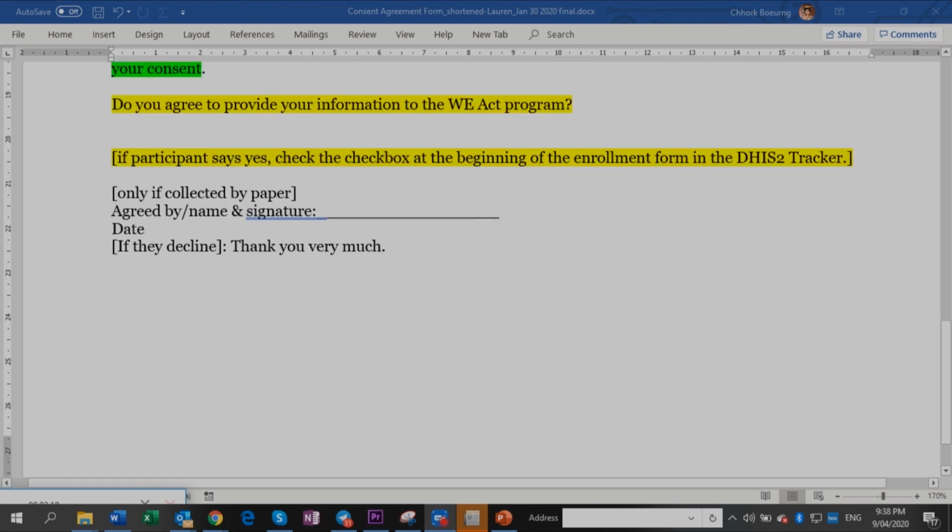Then the last is the signature, to mark that the project beneficiary agrees to give us their personal information. We will ask them to sign, and we also let them know that their data will go to the PAC monitoring and evaluation system called DHIS2 Tracker. So in the future, their personal information will be within our system.